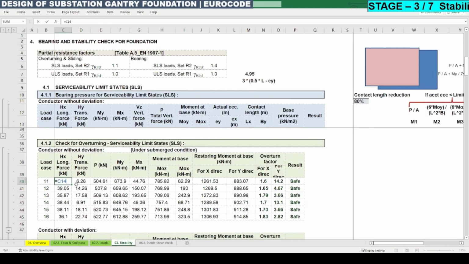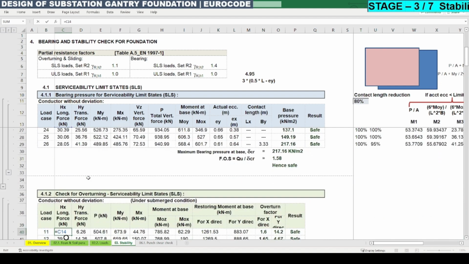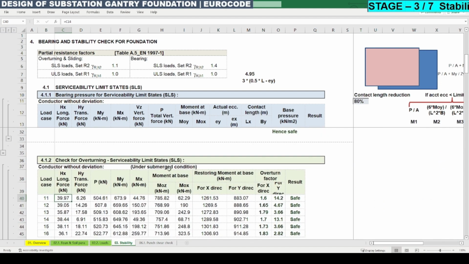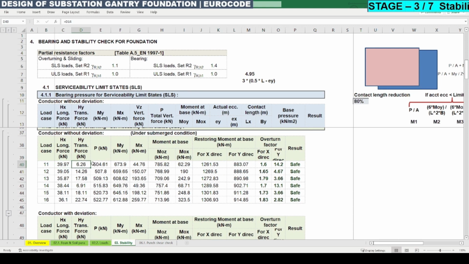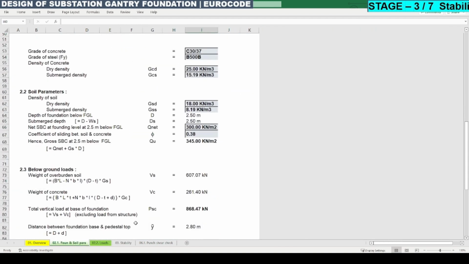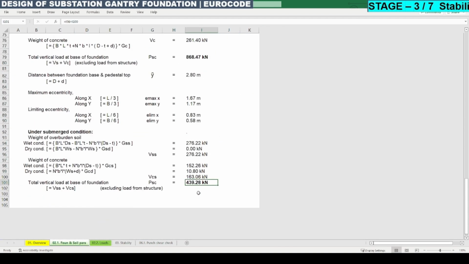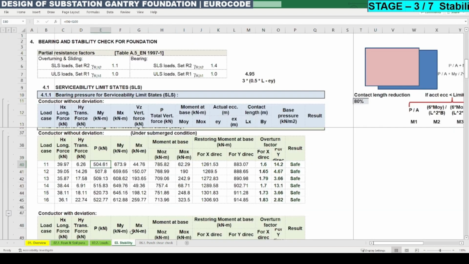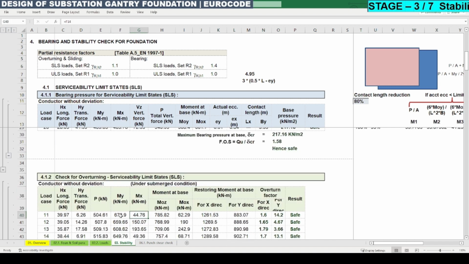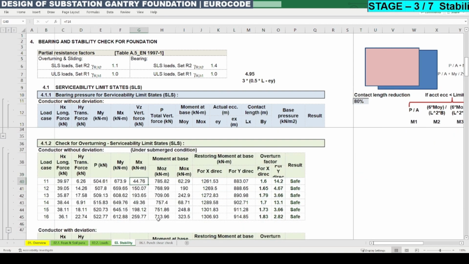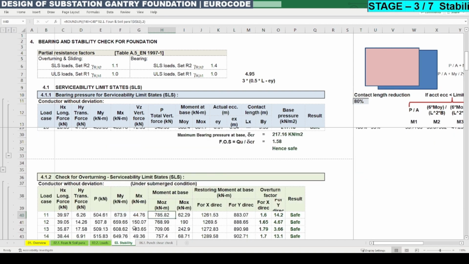Again, this load combination we are considering from the SLS cases, longitudinal force and vertical force. Here, as we said, we need to consider only the submerged load cases for overturning and sliding. The submerged weight we have is 439.28. This submerged weight only we need to consider for overturning and sliding. Now the moment, as usual, which we calculated, which we find from the bearing pressure, the same way we are multiplying this.